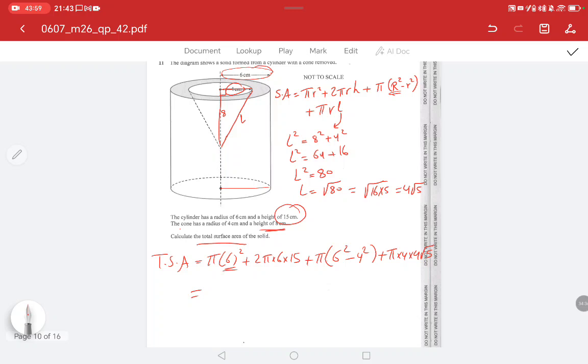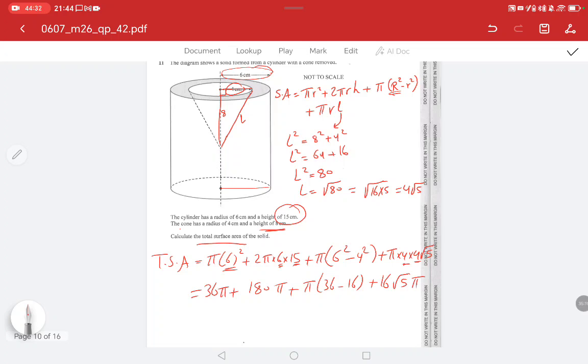Now 6 squared is 36 pi, plus 6 times 15, which is 90, times 2 is 180 pi. What else do we need to find? Here plus pi, 36 minus 16, and here this one is 16 square root 5 pi.